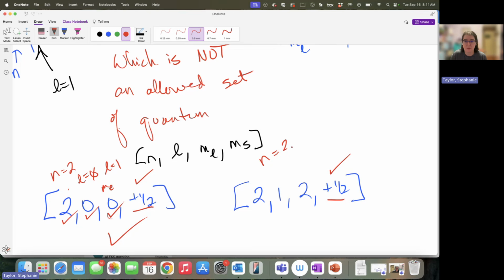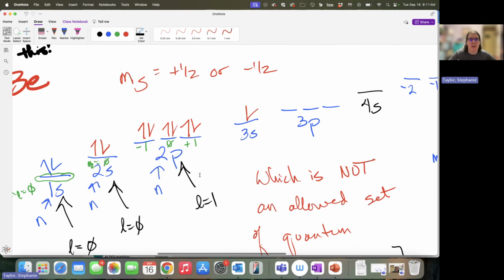n is equal to 2. I have two options, L of 0 and L of 1, so that's fine, and L is fine. But when L is equal to 1, my options for m sub L are -1, 0, and +1, so this 2 does not work. That's basically how that one works. You do usually just have to go through them all. Again, I like to start with spin, because spin only has two options, so you can find spin problems pretty fast. The other ones you just have to go through.